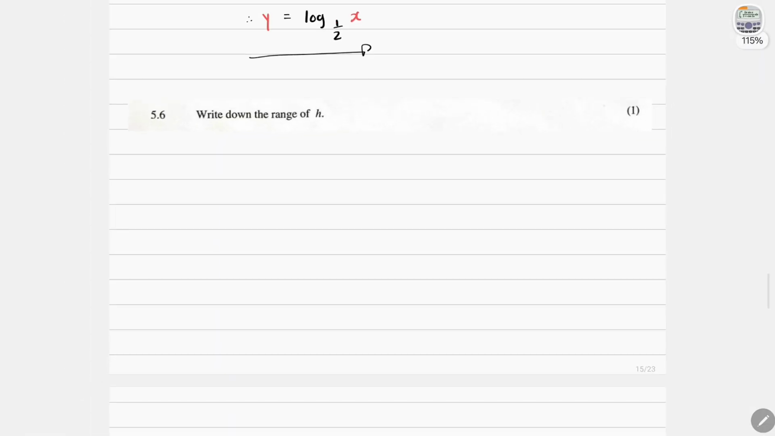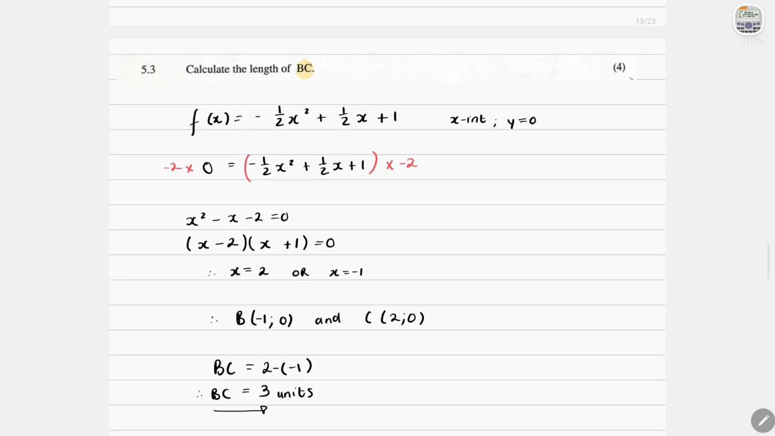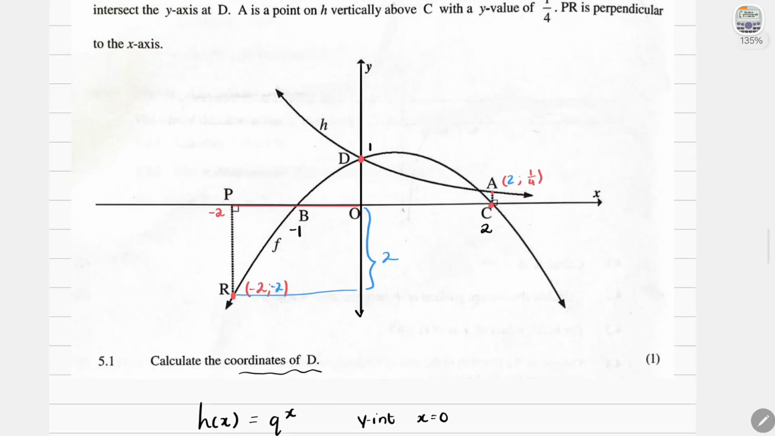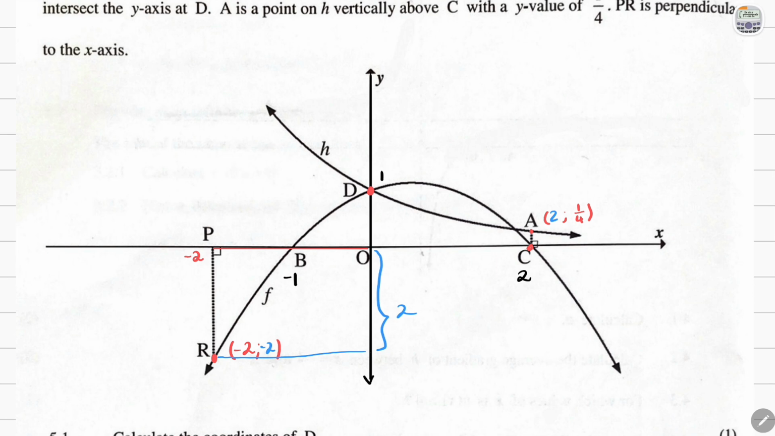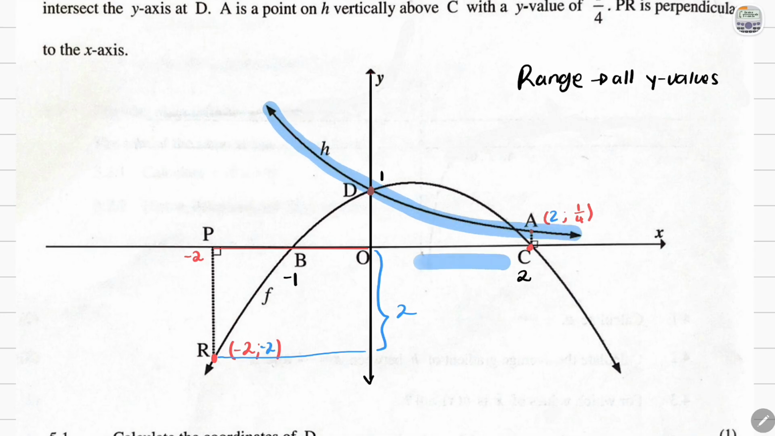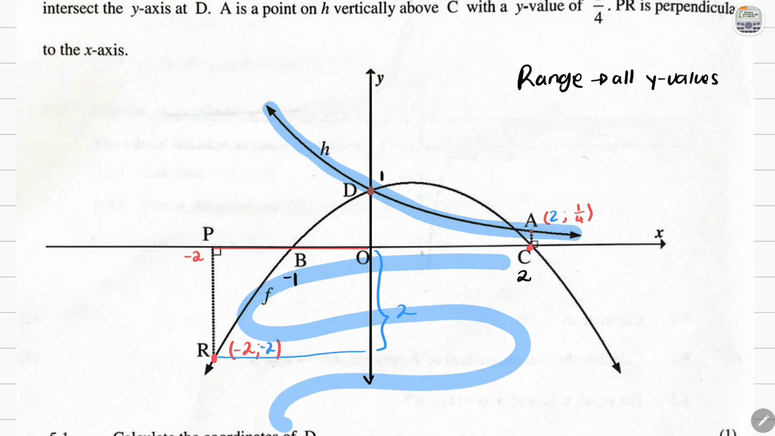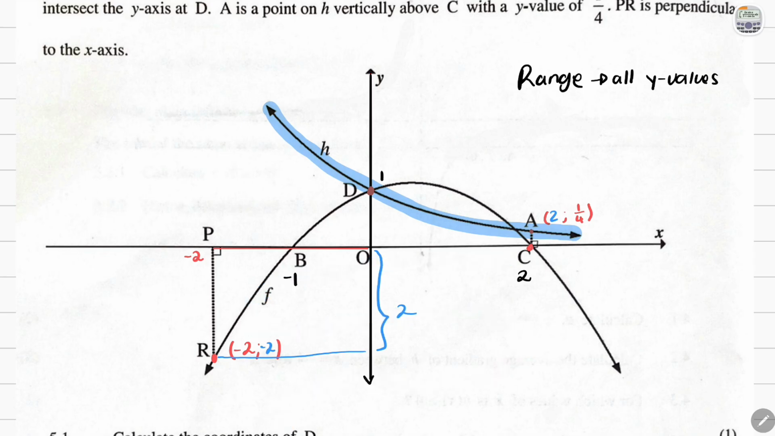Question 5.6 says, write down the range of h. Okay, so if this is the graph of h, what is its range? The range is all the possible y values of this graph. So focusing on that graph of h and all the y values that it has, do you notice how it does not have any y values here, below the x-axis? And this is because this graph of h has an asymptote.